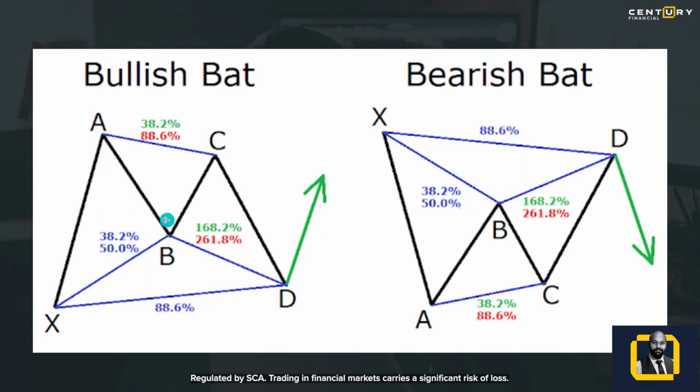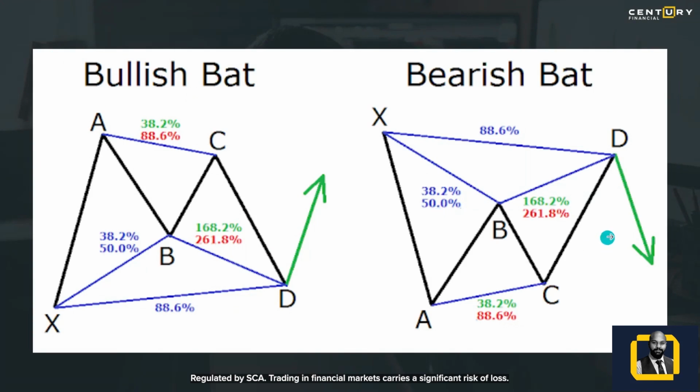Now, when it drops, instead of dropping to 61.8, it has to drop to 38.2 or 50. And when it goes up again, it's 38.2 or 88.6. And on the lower end, instead of 161.8, it has to drop all the way to 261.8. And that's what makes it a bat pattern.